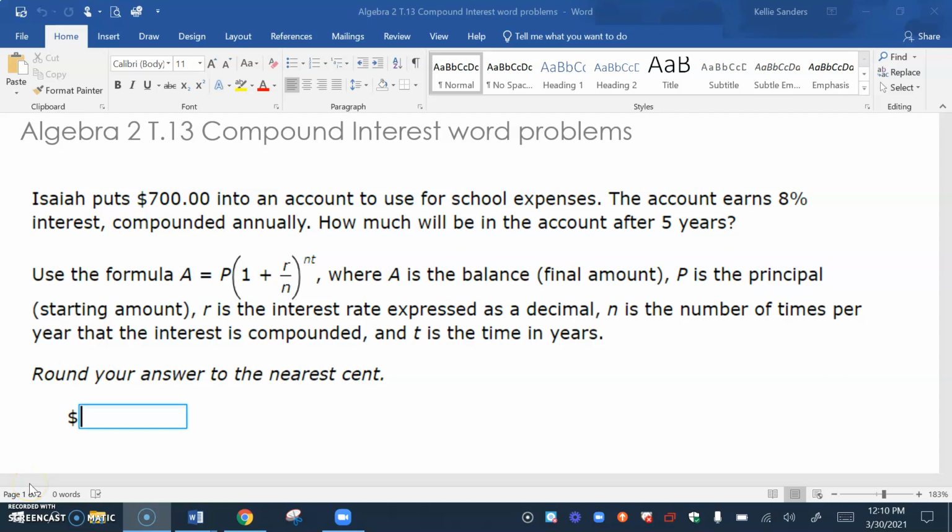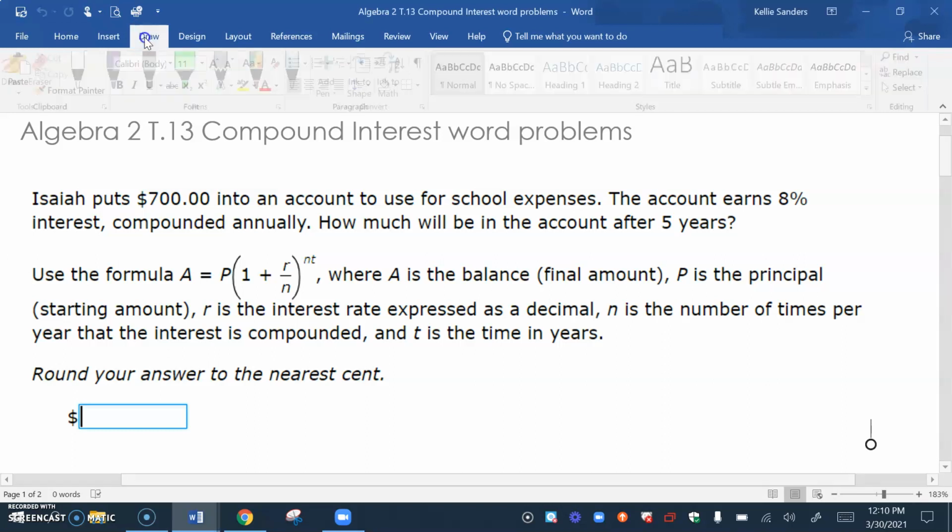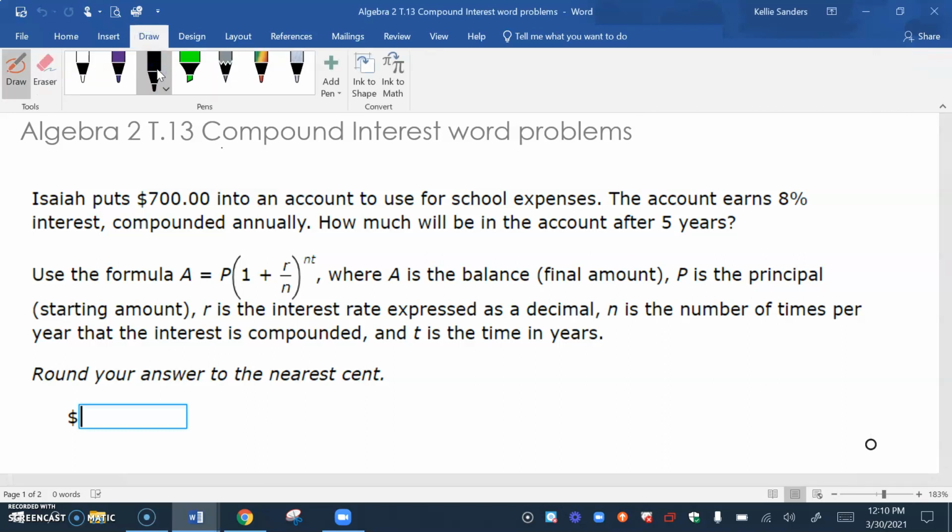Compound interest word problems. Now what compound interest is, let's say you put $100 in a savings account, and in a year, you're earning like 10%. Well, that means that in a year, you have earned $10. So after a year, you have $110 in your savings account.